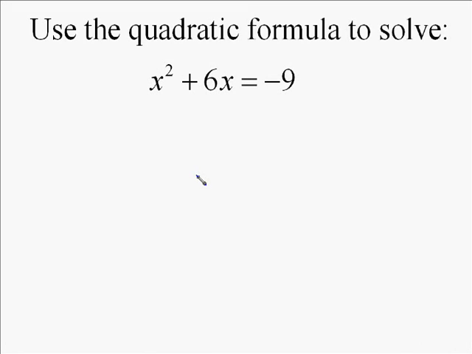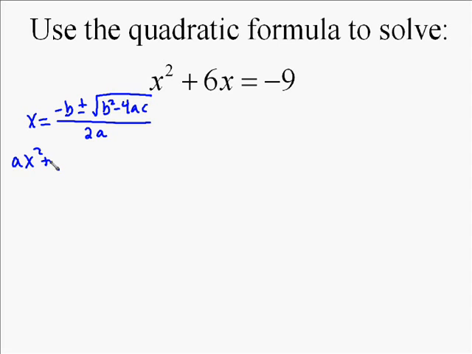The following problem asks you to solve the quadratic equation using the quadratic formula. Per usual, we write out the quadratic formula to start with just to make sure we don't make any mistakes, especially that plus or minus. It's a common thing to leave that plus or minus off. Remember, it's negative b plus or minus the square root of b squared minus 4ac.